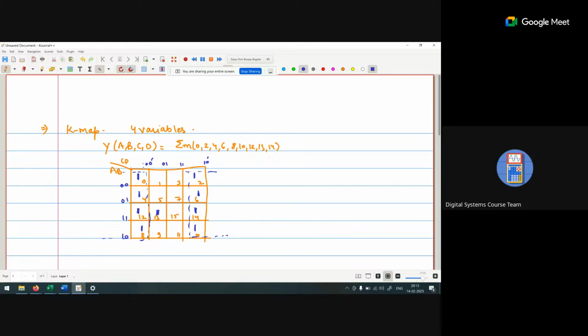Okay, so we can create a group of these 4 and 4. So this is one group and this is one group. The second group is this one. Okay, so these two groups are created.